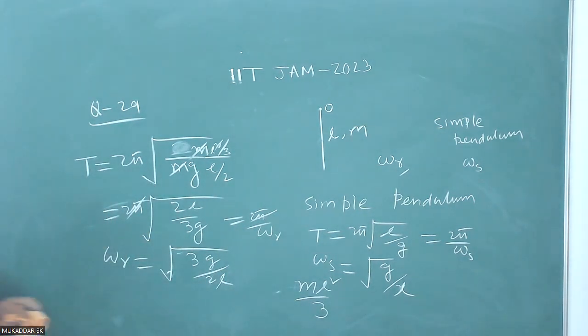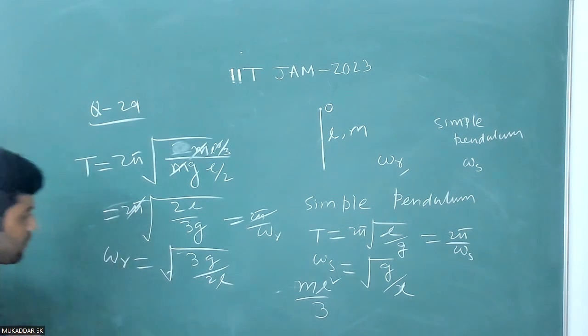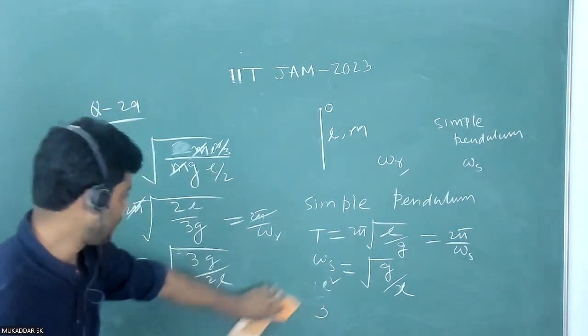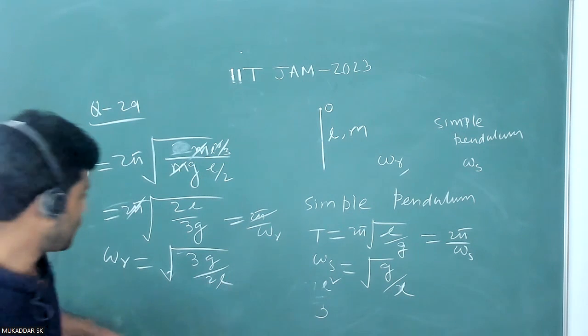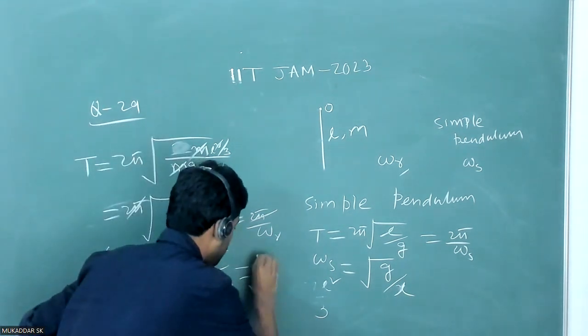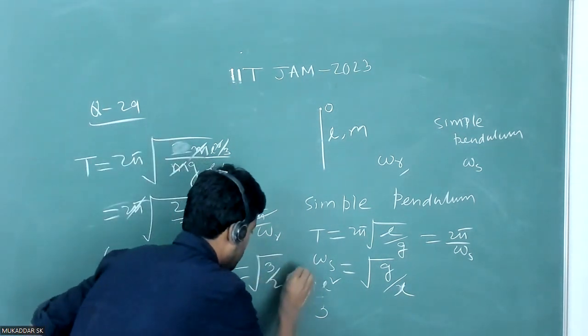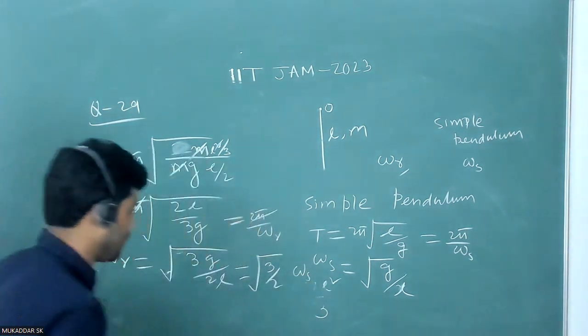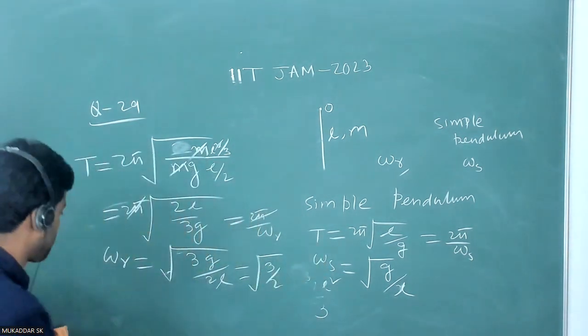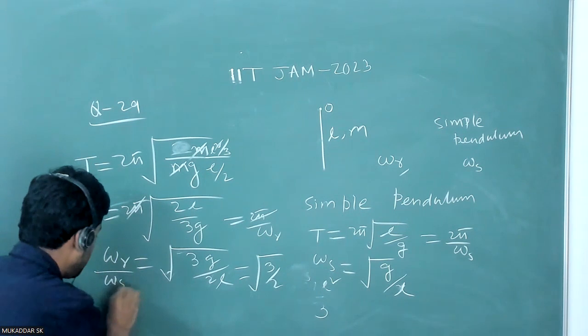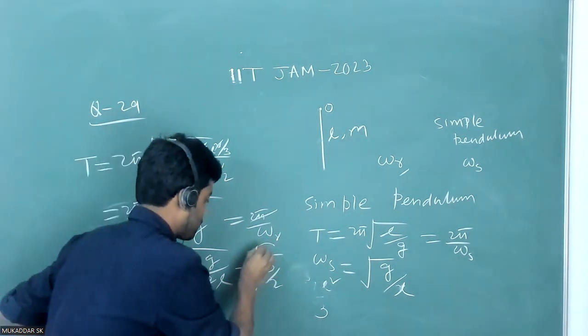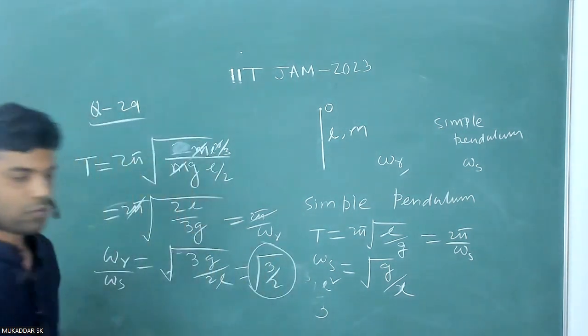Now we have this omega s. Because the root over g by L is nothing but omega s, so it will be basically root 3 by 2 into omega s. And if you bring this omega s this side, then the ratio becomes root 3 by 2. So the correct option will be root 3 by 2.